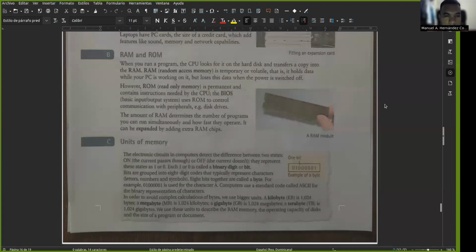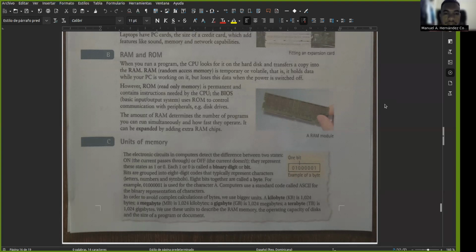Units of memory. The electronic circuits in computers detect the difference between two states. On, the current passes through, or off, the current doesn't. They represent these states as 1 or 0. Each 1 or 0 is called a binary digit or bit.